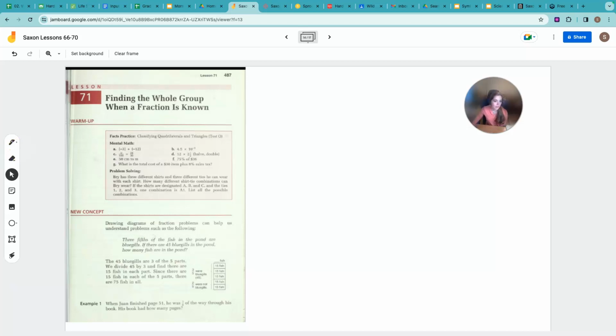Alright, so, Lesson 71. Finding the whole group when a fraction is known. So we're focused in on this problem here. 3/5 of the fish in a pond are bluegills. So, let's just pause here and say, okay, 3/5 are bluegills, right? I'm going to put BG for bluegill. If there are 45 bluegills in the pond, how many fish are in the pond? So, 45 are bluegills. Okay?